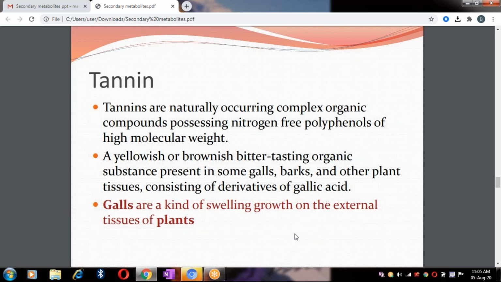Some of the specific chemical reactions: they react with gelatin, and they react with alkaloids to form a precipitate. So they can be given as antidotes. If somebody has consumed too much alkaloid, and it is acting as a poison, if tannin is given immediately, it will precipitate out the alkaloids. So it is used as an antidote in case of alkaloidal poisoning.